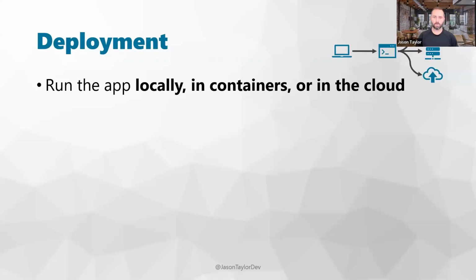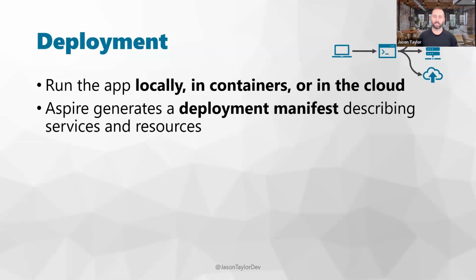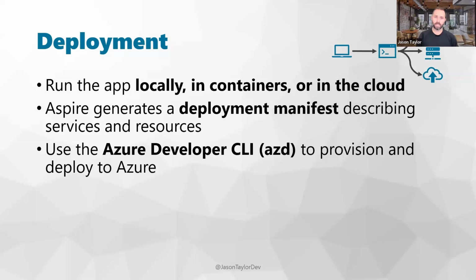And when you're ready to deploy, Aspire can create a deployment manifest, which is a blueprint which describes all of the services and the resources that your app needs. We can then use tools such as the Azure Developer CLI to read that manifest, to provision those resources, and to deploy the app to the cloud, including Azure or AWS or any other provider that has a hosting integration for. Of course, you don't have to use Aspire's capabilities to do this, but you can. It's certainly the most effortless path for this demonstration.